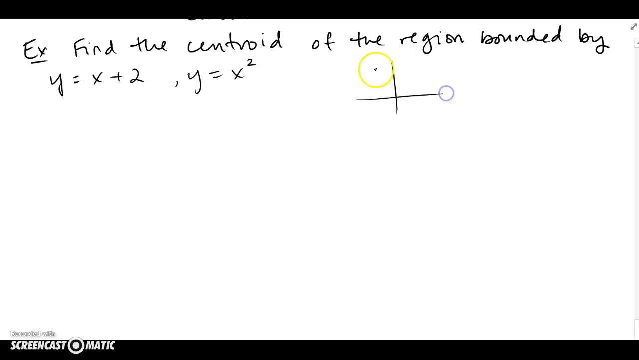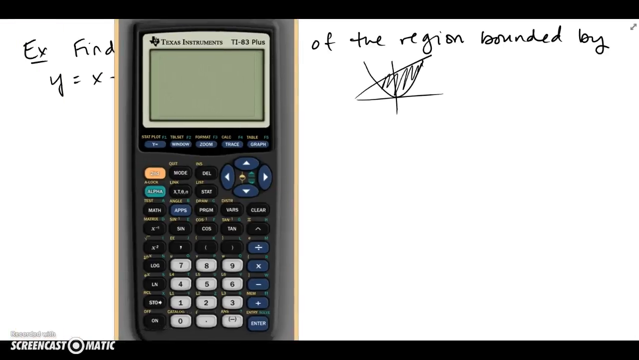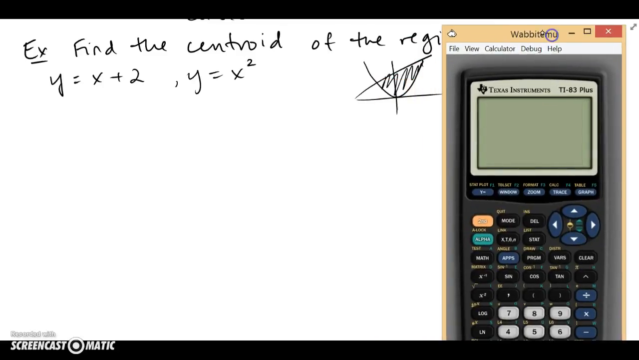So rough sketch is an opening up parabola, and a line with a y-intercept of 2. So we're interested in something like that. We can also go put that into our TI. Let's practice that so we can get some accurate points.